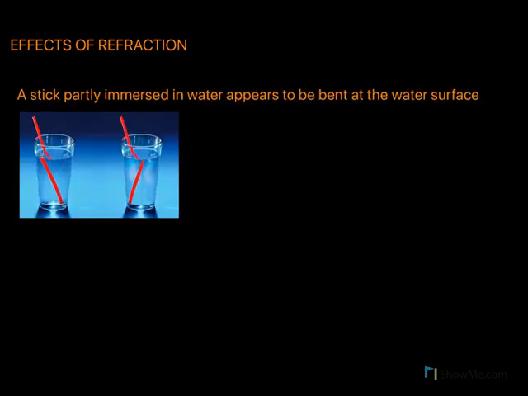The first example we will learn is a stick or a straw or a pencil partly immersed in water appears to be bent at the water surface. Like here we can see this is bent at the water surface. This also we can see it is bent at the water surface. Now we can explain this with the help of the phenomenon of refraction.